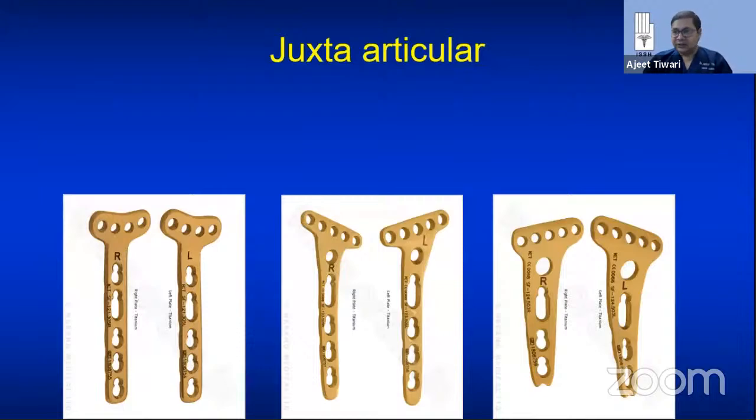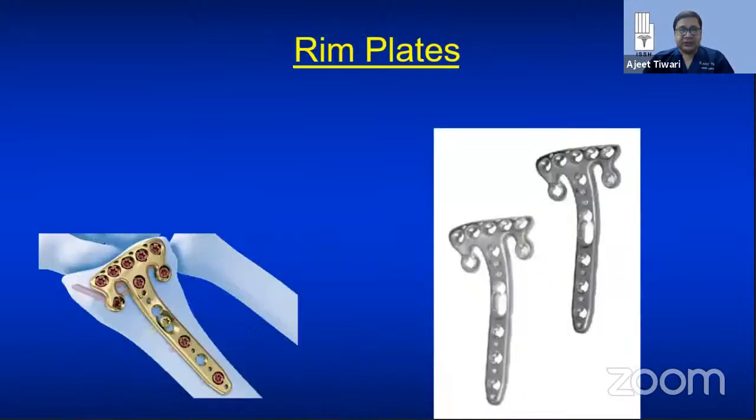They are the T plates and other traditional plates. These plates are not meant for the volar lunate fragments. So these are the rim plates. Rim plates are important because they sit directly over the volar rim of the fracture. They are low profile plates and they hold the volar lunate fragment.